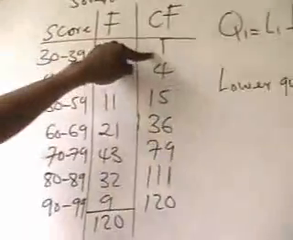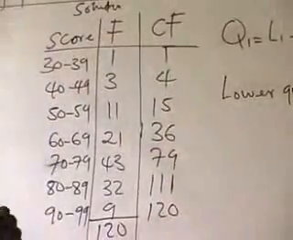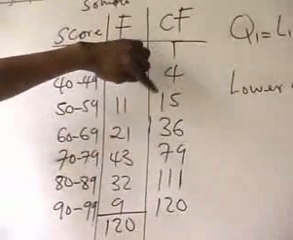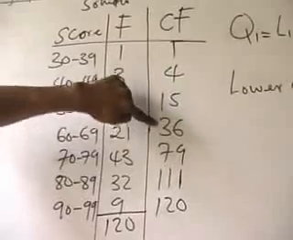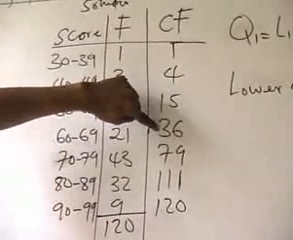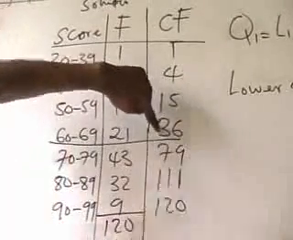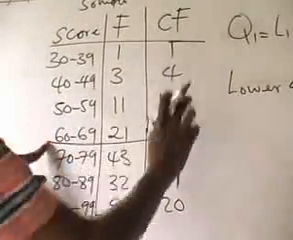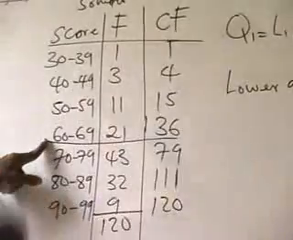Come to cumulative frequency. The first number to be up to 30 and more. This one is not up to 30, this one is not up to 30, this one is not up to 30, but this one is up to 30 and even more than 30. So this is now called our lower quartile class, because this is the first number to be up to 30 and even greater than 30.